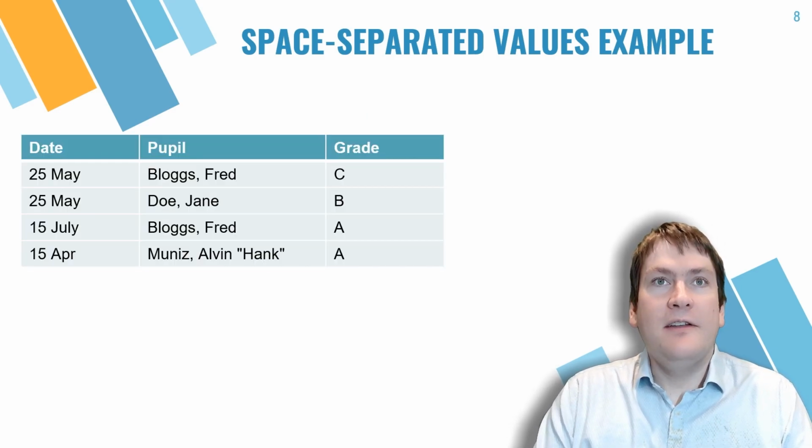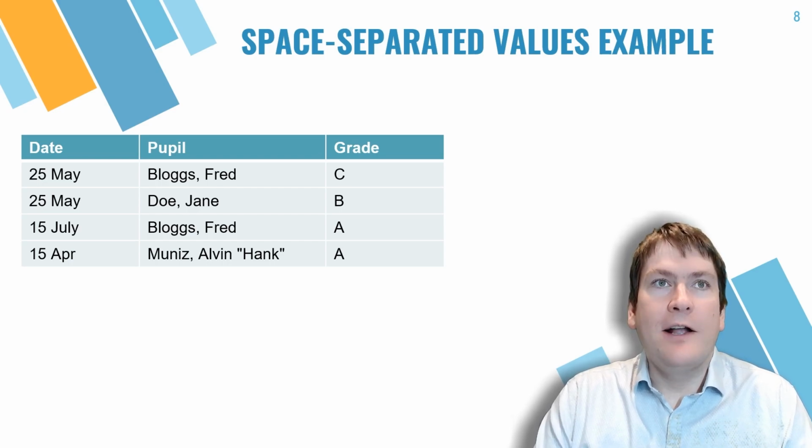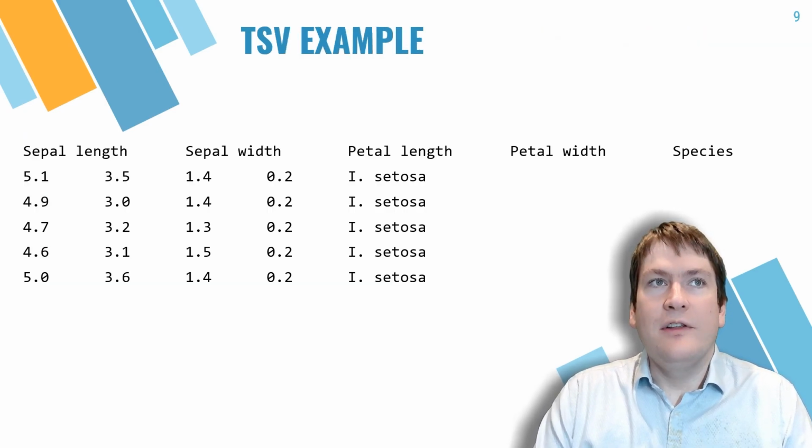So once this text gets into your database, it should be separated like this. You'd have 3 fields, date, pupil, and grade, and you would have 4 records. So let's look at the tab separated value example.